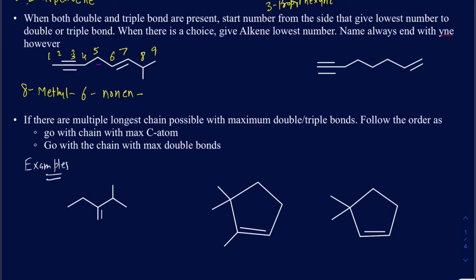Don't put e at the end because there is going to be a yne. And then you want to specify the position of your triple bond, which is going to be at the 2nd position, so it's going to be yne. So it's going to be 8 methyl, 6 non-ene. So you put 6 because of the position of the double bond, and then 2 yne.